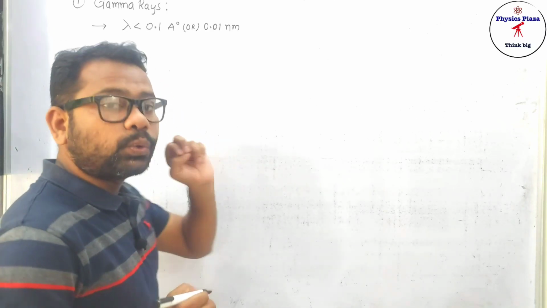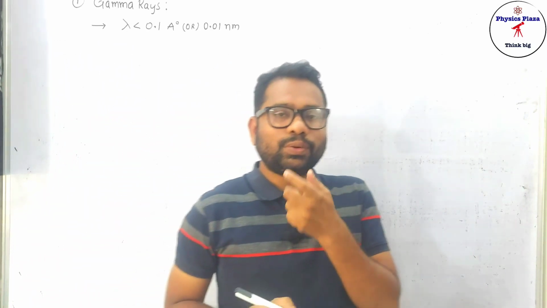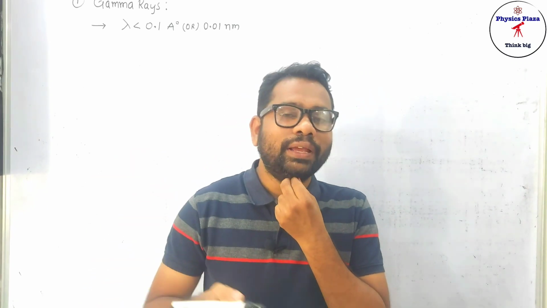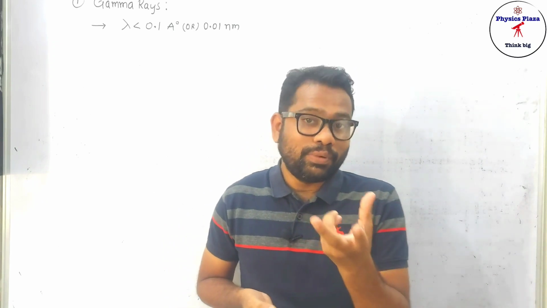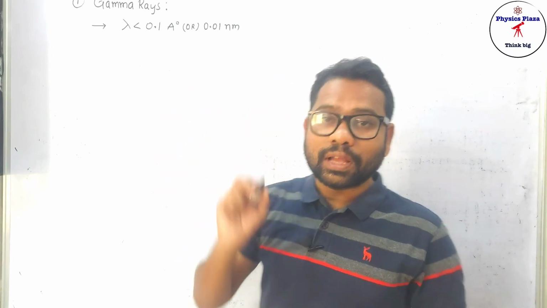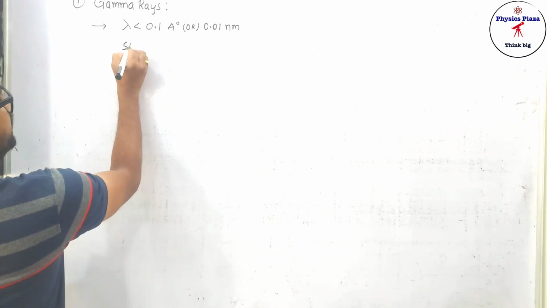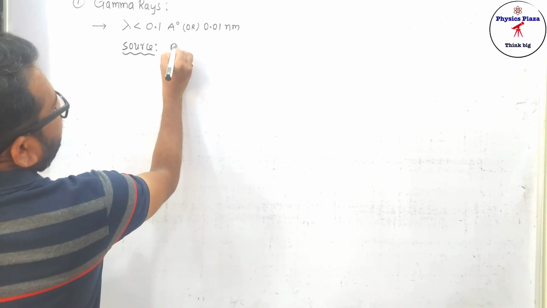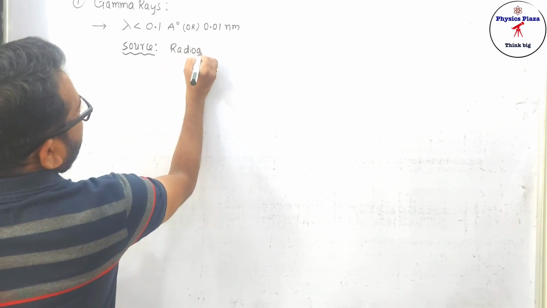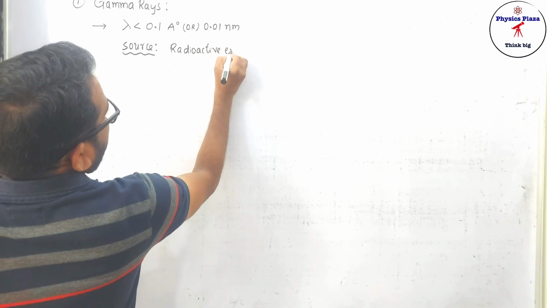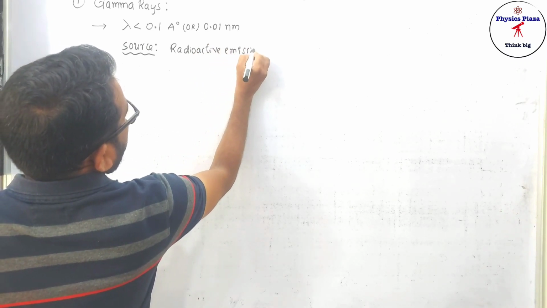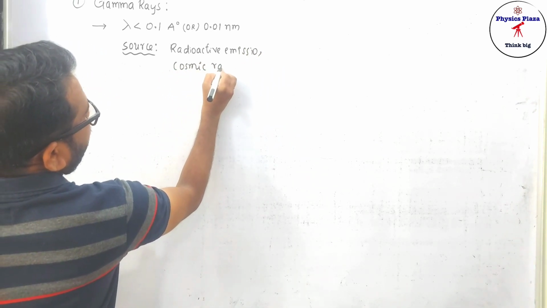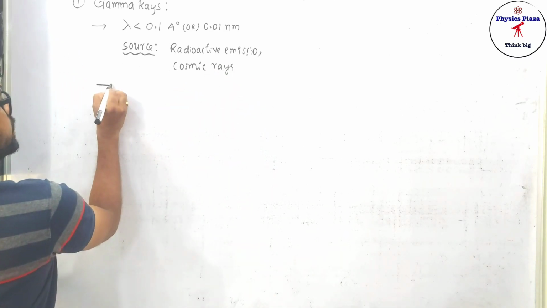Fine children. Then what are the sources here? Radioactive emission. We have a special chapter, radioactivity, which we have not discussed yet, where we will discuss radioactive emission. Radioactive emission consists of gamma rays. In the exam they may ask you about the sources. So the sources are radioactive emission, and these are present even in cosmic rays also.